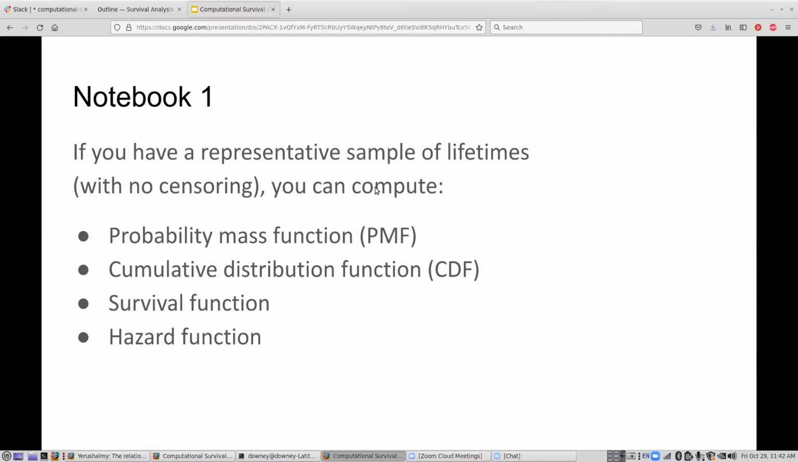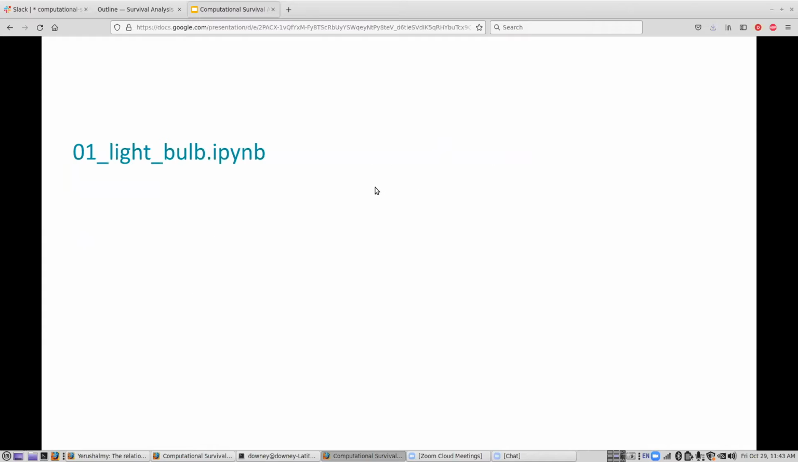In the first notebook, we're going to consider the simpler case where we have a representative sample of lifetimes. That is to say, for notebook 1, there is no censoring. We have a complete data set. And in that case, we're going to compute a probability mass function, a cumulative distribution function, a survival function, and a hazard function. So I'm going to define all of those things and show you how we're going to compute them. And then in notebook 2, we will do the more difficult problem of dealing with censorship, or censoring, I should say.